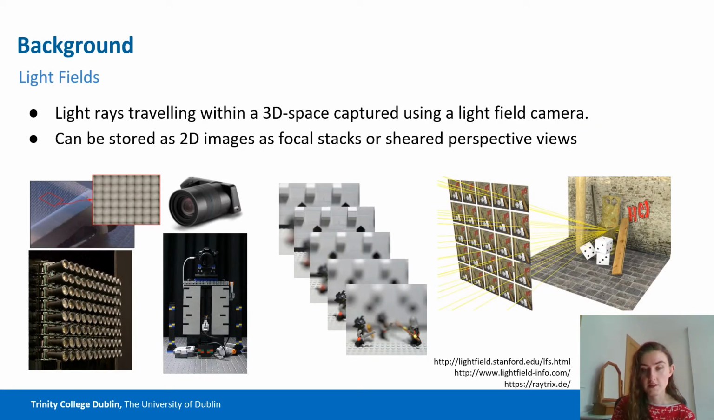So what are light fields? These are light rays traveling within a 3D space captured using a light field camera. Examples of the light field camera are here. So we have a camera with a microlens array. We also can have a grid of cameras set up to capture the scene from different angles, or a single camera moved around on a gantry to capture the scene at different angles.